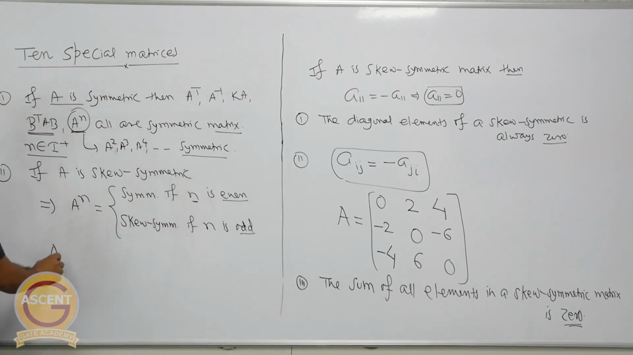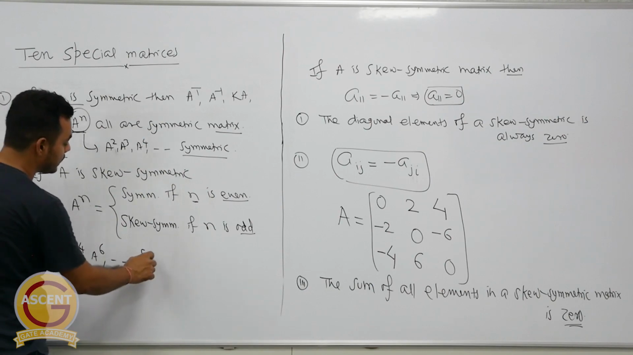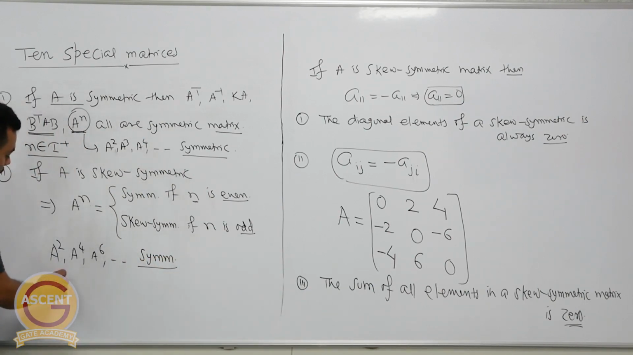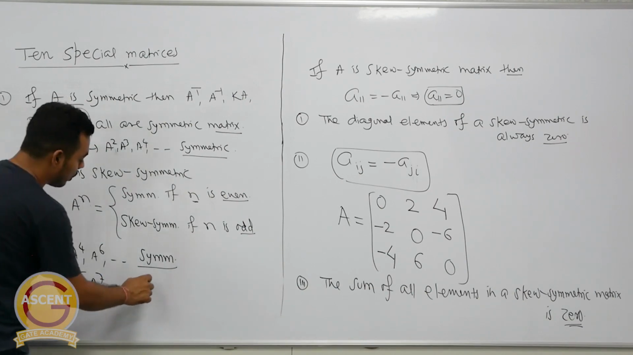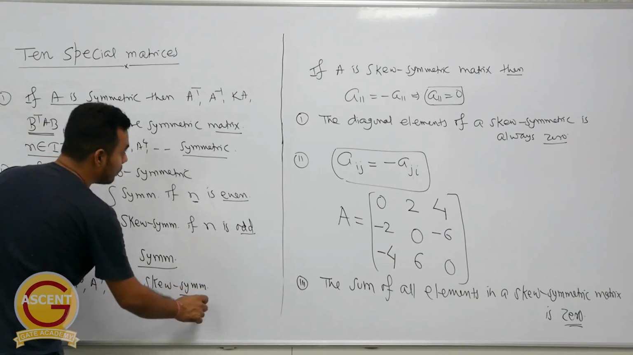For example, if A is skew symmetric, then A square, A to the power 4, A to the power 6, all these are symmetric matrices. All the even powers are symmetric, and all the odd powers, A cube, A to the power 5, A to the power 7, all these are skew symmetric matrices. And it is very easy to prove this result.